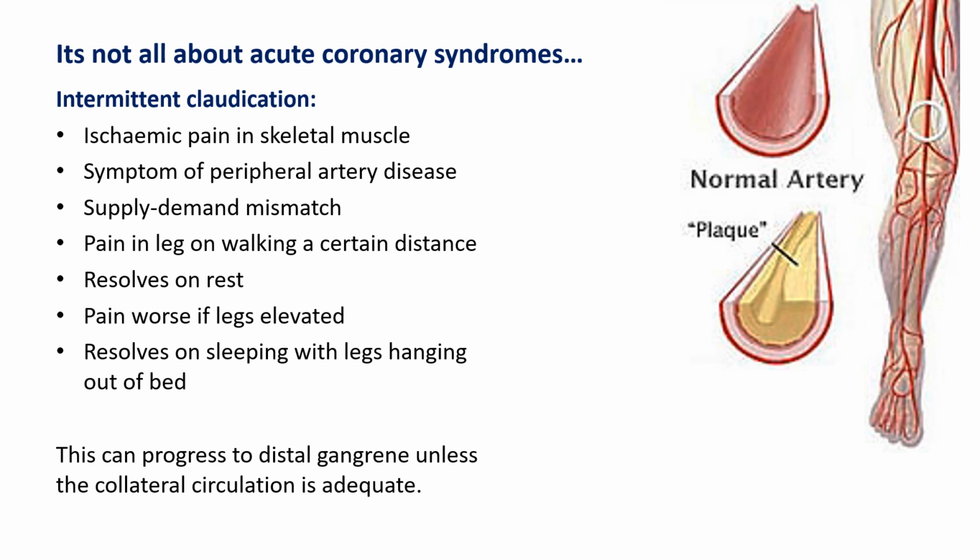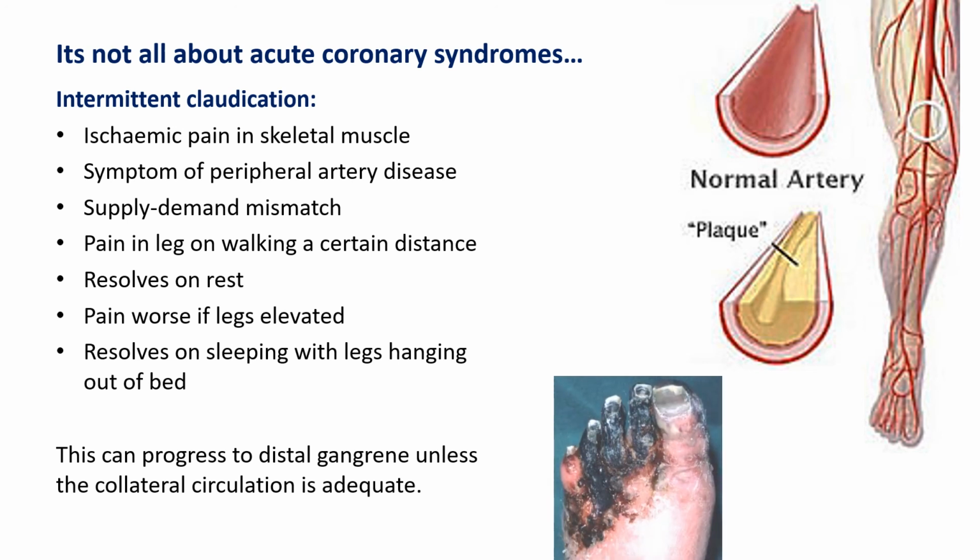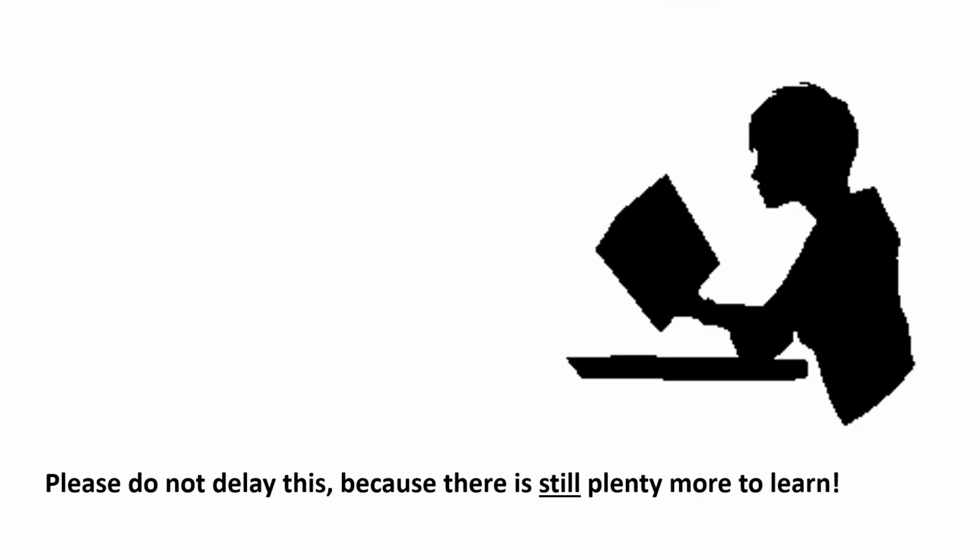Of course, this can progress. It can progress to distal gangrene. So here we're talking about really our MI equivalent. If that collateral circulation is not adequate. But again, we can have angiogenesis, we can develop collaterals to feed those tissues if it's a long-term progressive condition. If not, we end up with nice black toes.